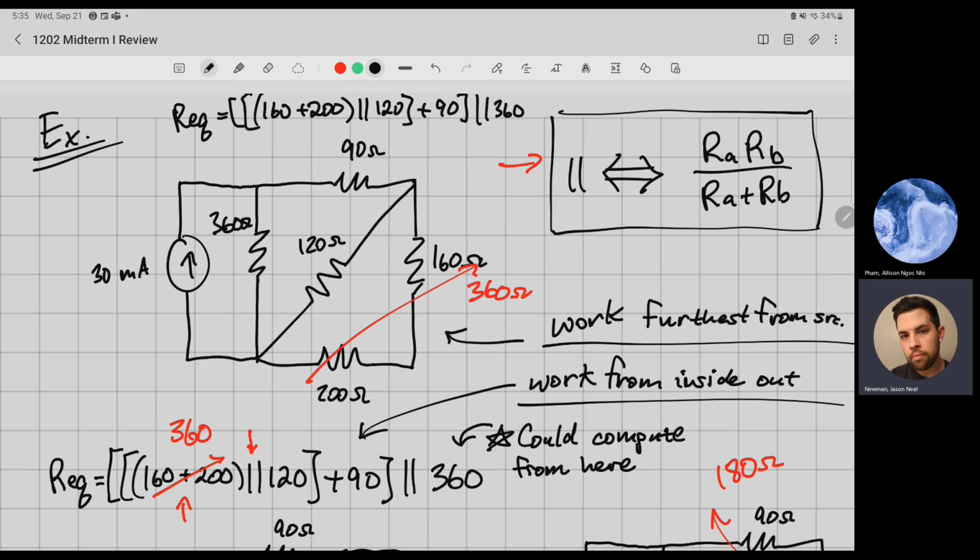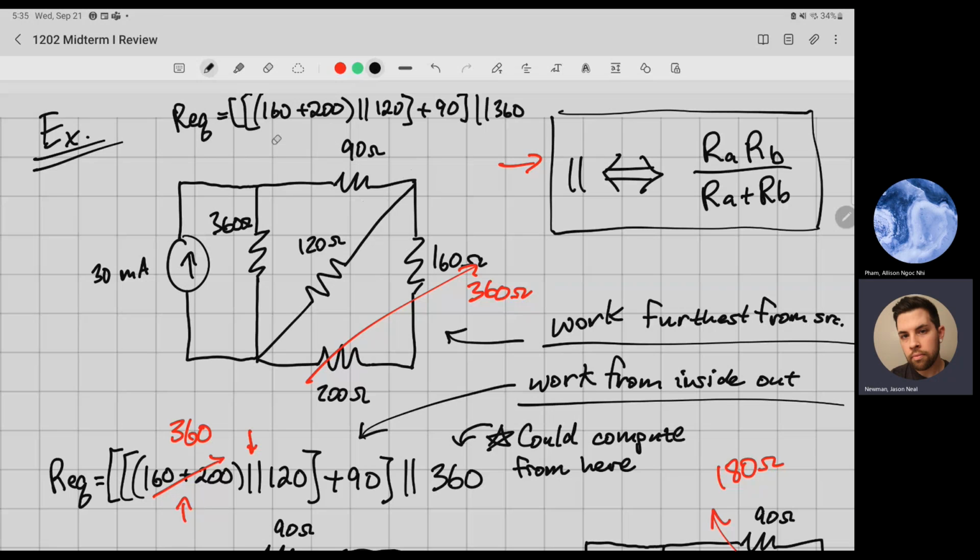And the way you calculate that is start from the inside parentheses, sum that up, and then calculate this. So it'd be 360 parallel 120, running out of room. And then you would calculate that, and then you would do that value plus 90, that value parallel 360.